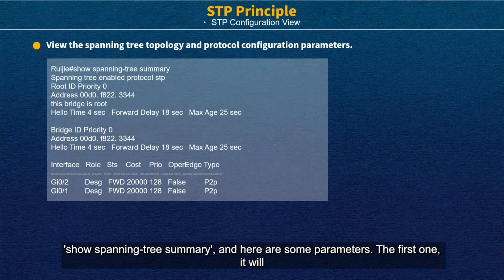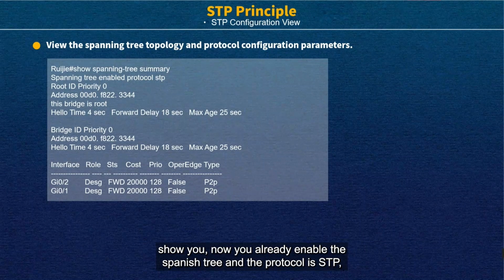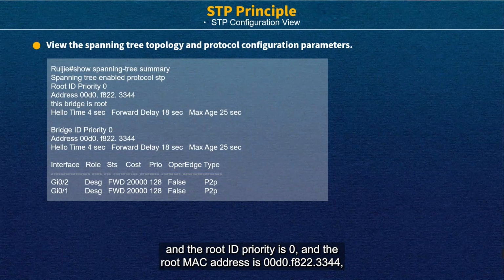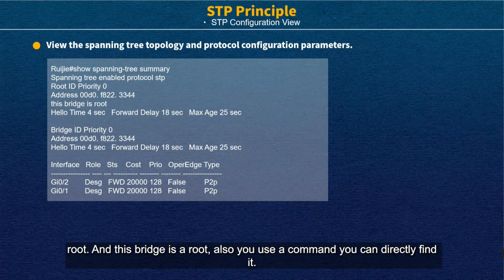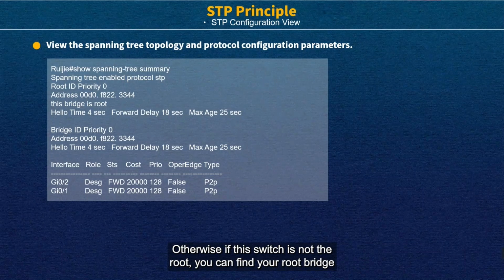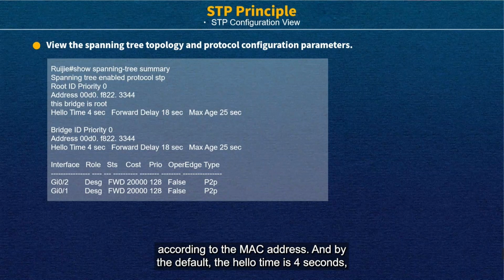In show spanning-tree summary, there are some parameters. The first one shows that the spanning tree is enabled and the protocol is STP. The root ID priority is 0, and the root MAC address is 3344. You can check this MAC address to find the root in your network, and this bridge is the root. If this switch is not the root, you can find your root bridge according to the MAC address.